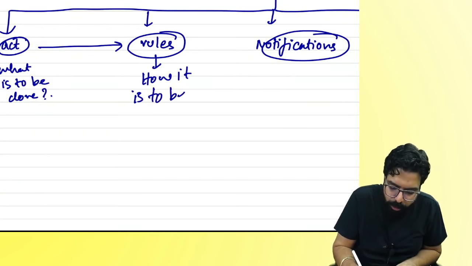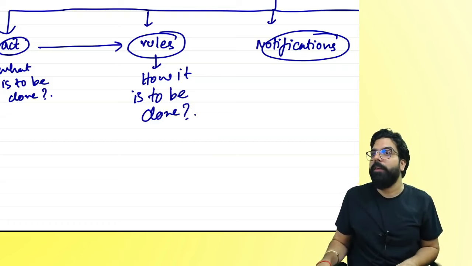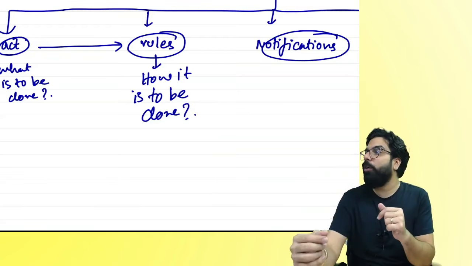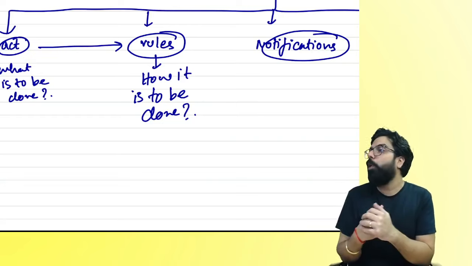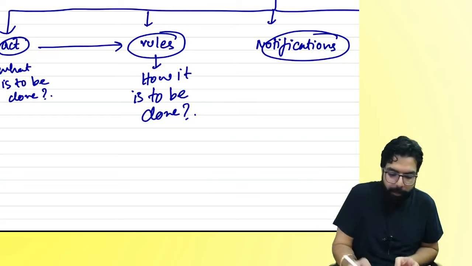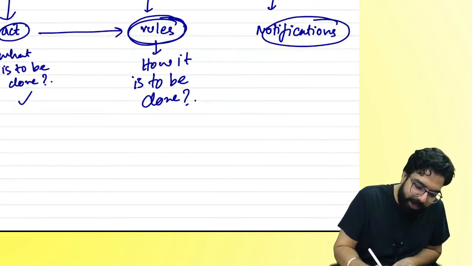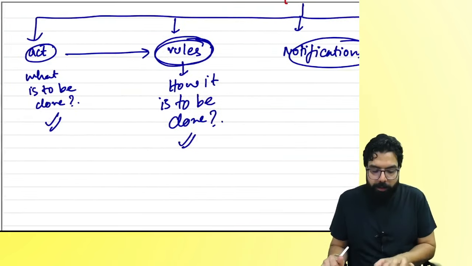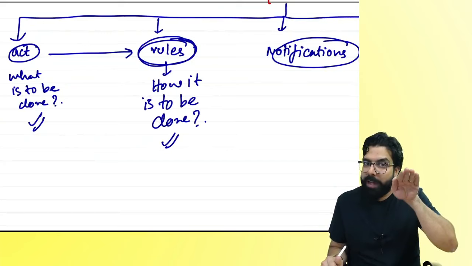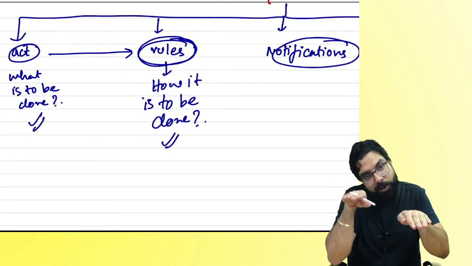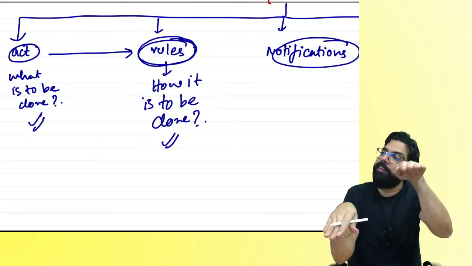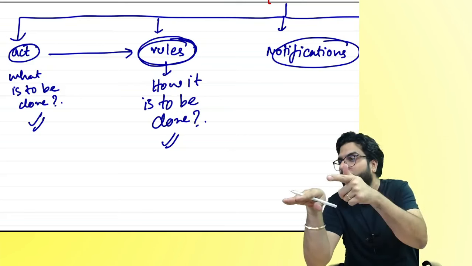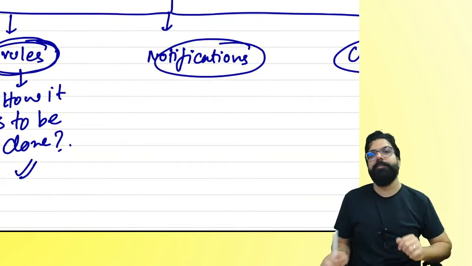So rules tell you how it is to be done: which form to fill, how many days to apply, how many days the officer will take, and if he does not like your application form, how will he respond. All those guidelines will be provided by the rules. So the act will always tell you what is to be done, and the rules will tell you how it is to be done. Did you understand the difference between both? We are going to learn the CGST Act along with the CGST rules, and the IGST Act with the IGST rules. The act tells you what is to be done; how it is to be done will be told by the rules. And then we have notifications.